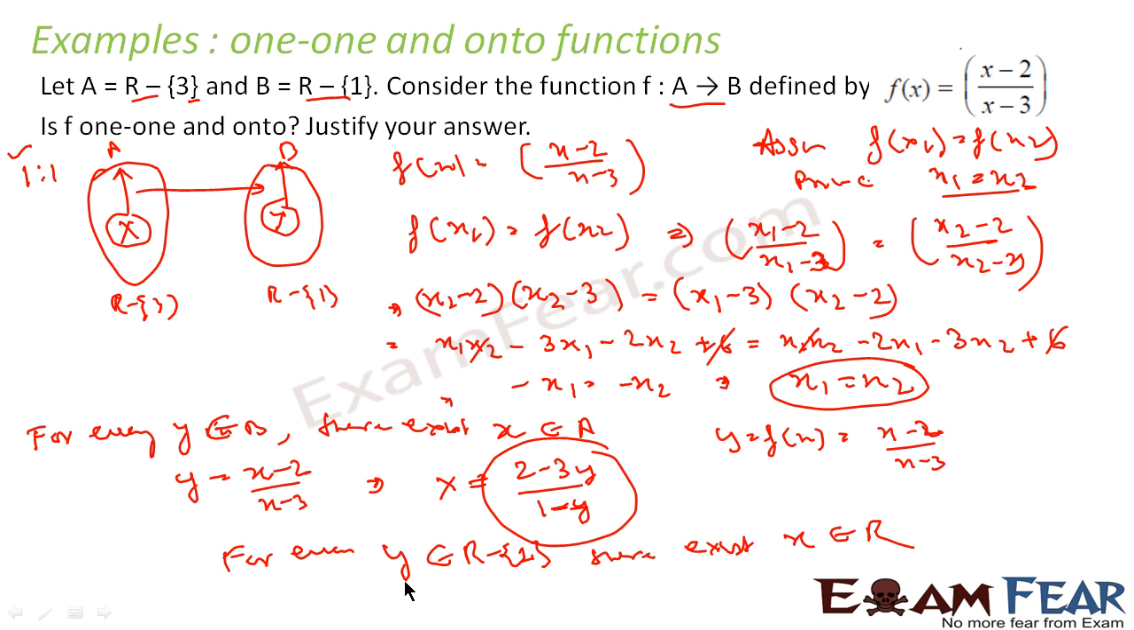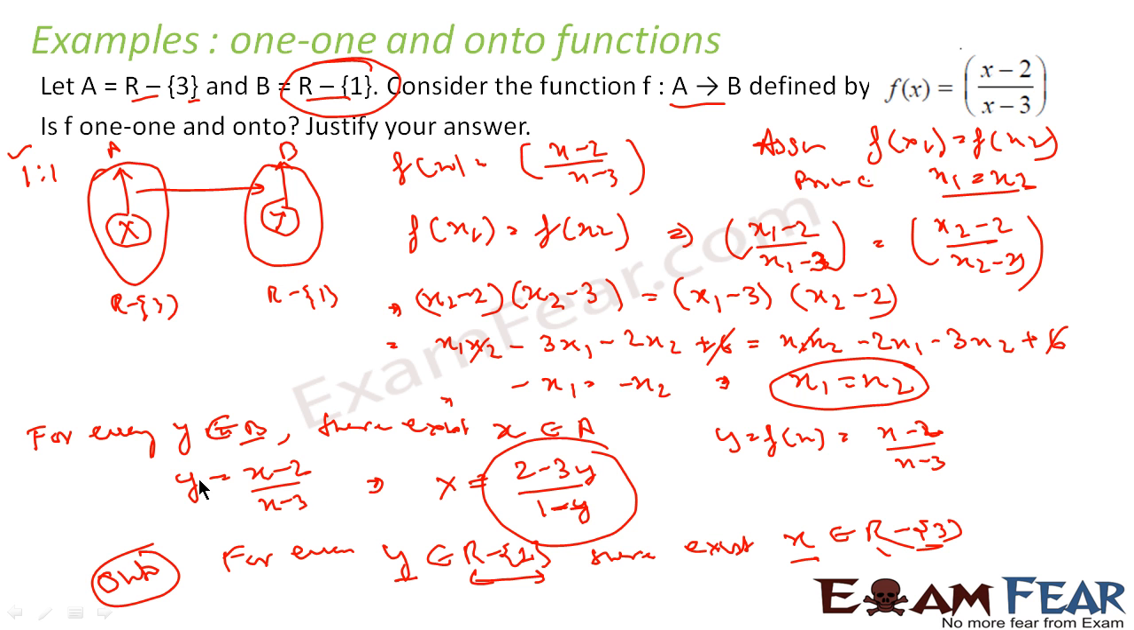And if you see, that is what we need to prove. For every y that is part of B, that is real numbers minus 1, there exists an x that is in real numbers minus 3. Correct? So that is what we have got. Thus we have proved that this function is an onto function. Why? Because for every y that is part of real numbers minus 1, there exists an x that is part of real numbers minus 3.